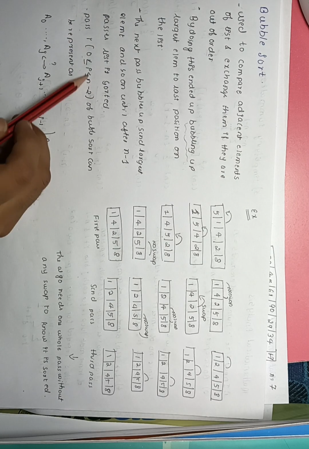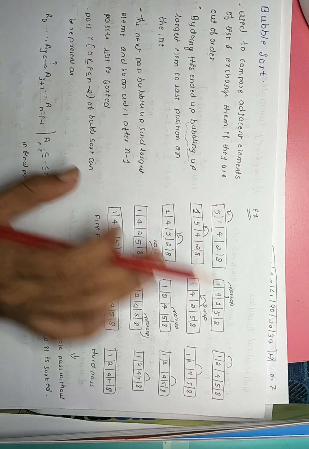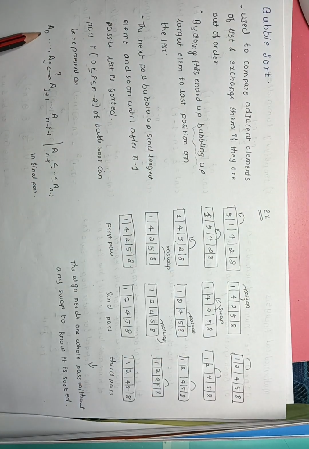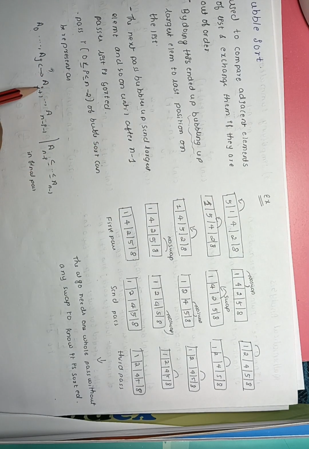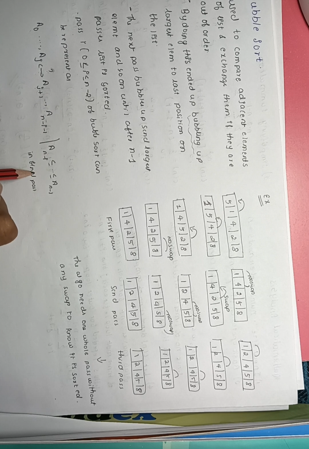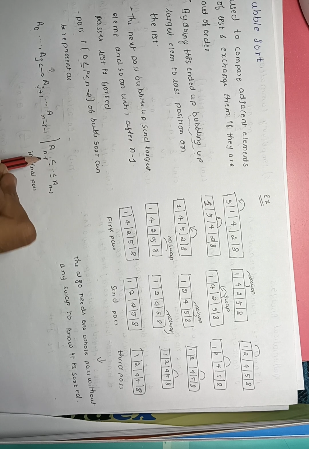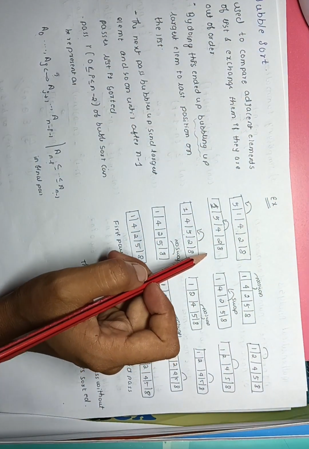For i from 0 to n minus 2, bubble sort can be represented as: a of j, a of j plus 1, whether they are out of order or in order. We are checking whether they are in order, a of j plus 1, up to a of n minus i minus 1. In the final position, what we get is a of n minus i to a of n minus 1. Let's see this definition with an example.